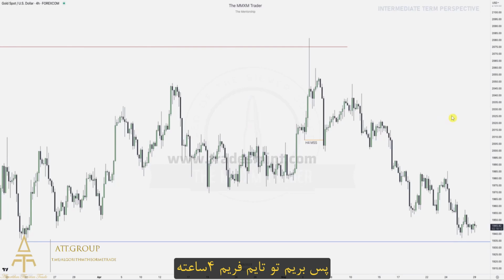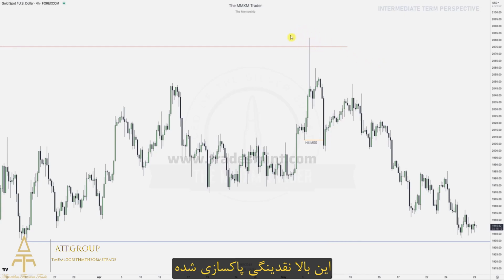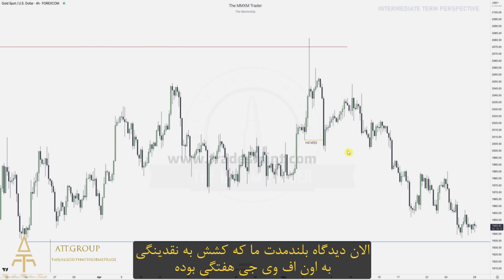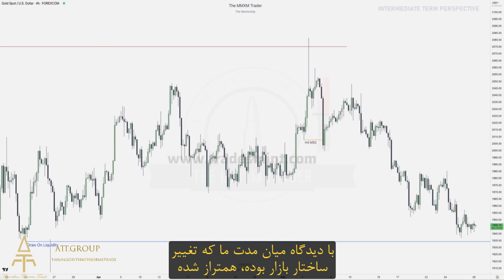So let's drop into that 4-hour time frame. Before we can be bearish, we need to see that buy side raid, right? We see that buy side raid up here. Now market structure shift happened down here. So now what do we have? We have our longer term perspective, which should be the drawn liquidity in that weekly fair value gap, in line with our intermediate term perspective, which is that 4-hour market structure shift, right?